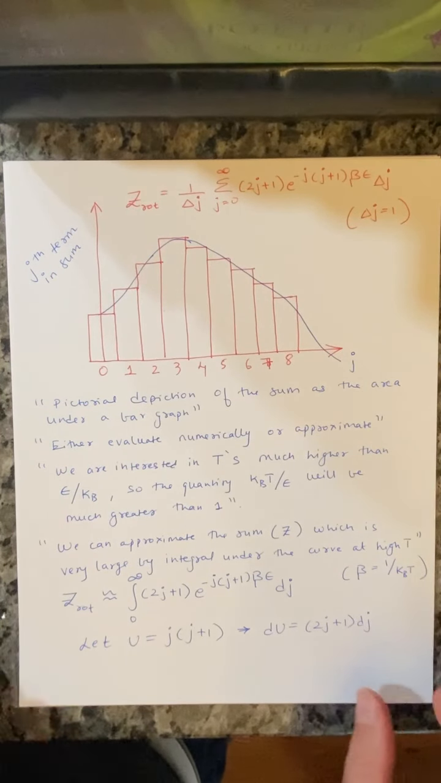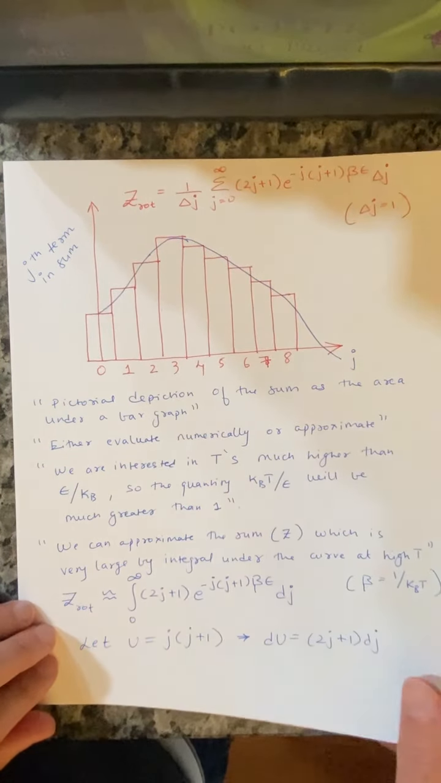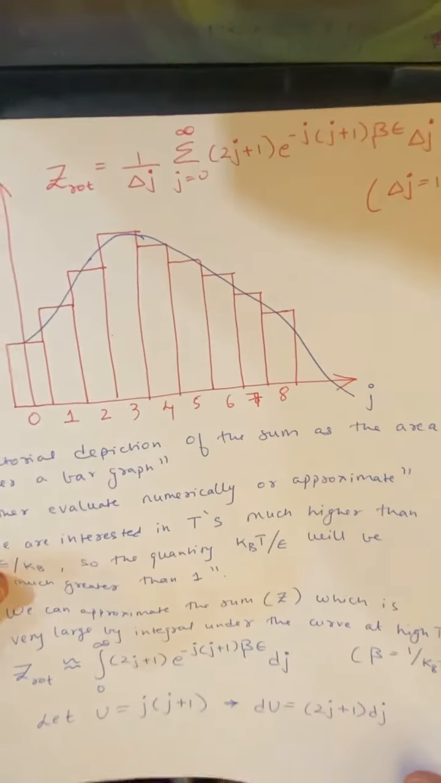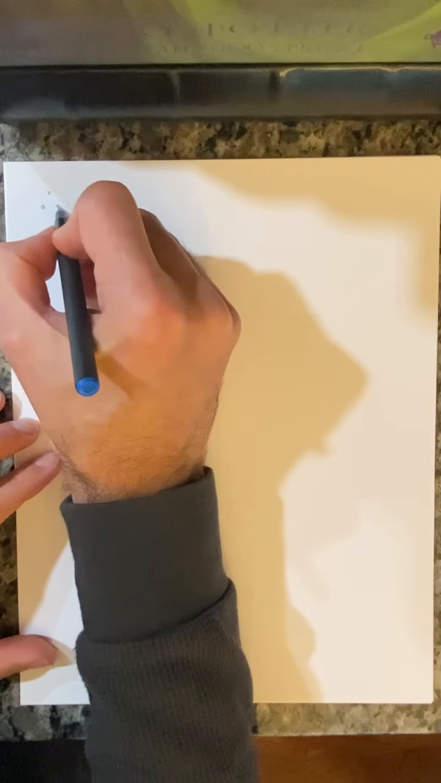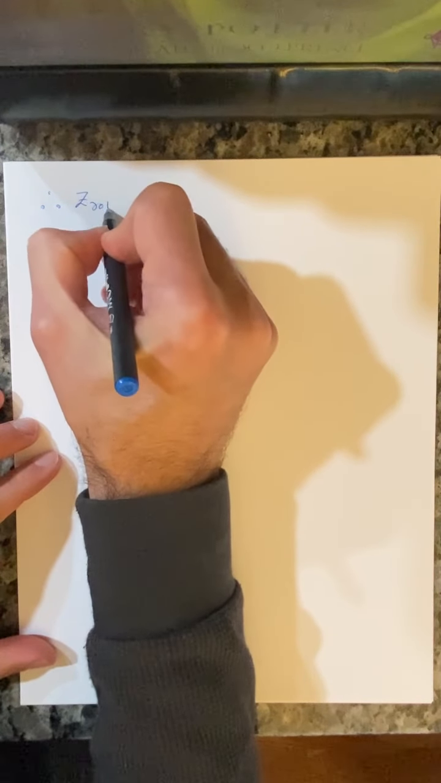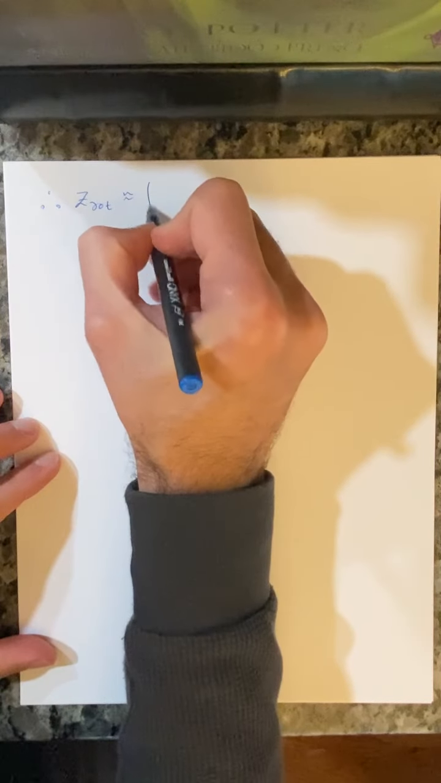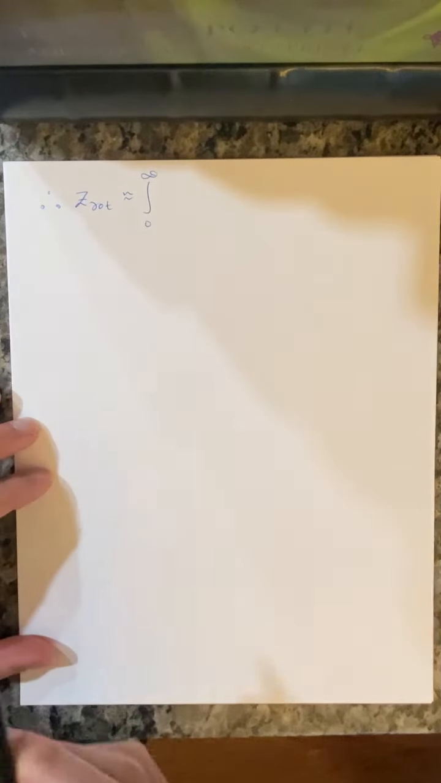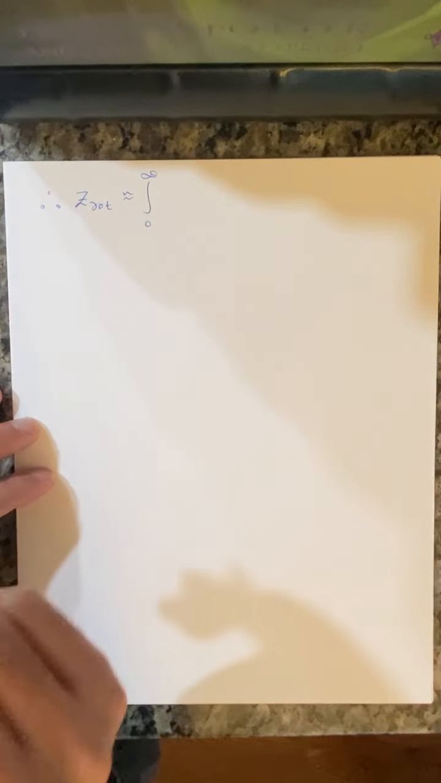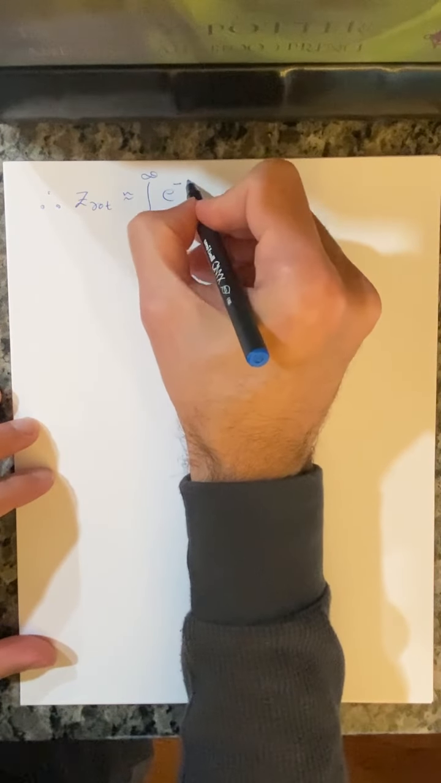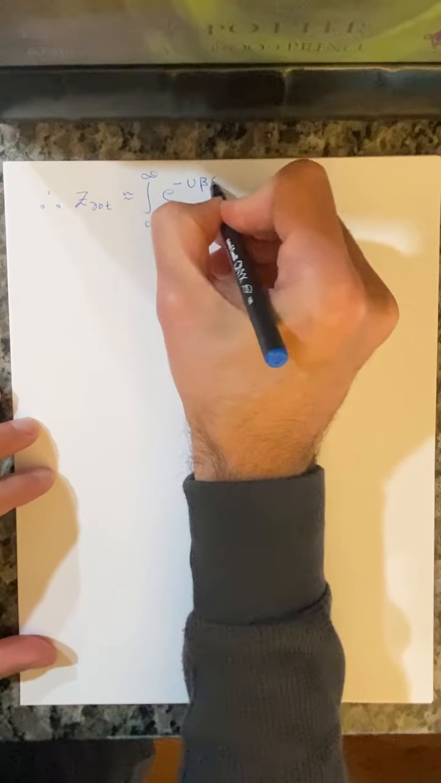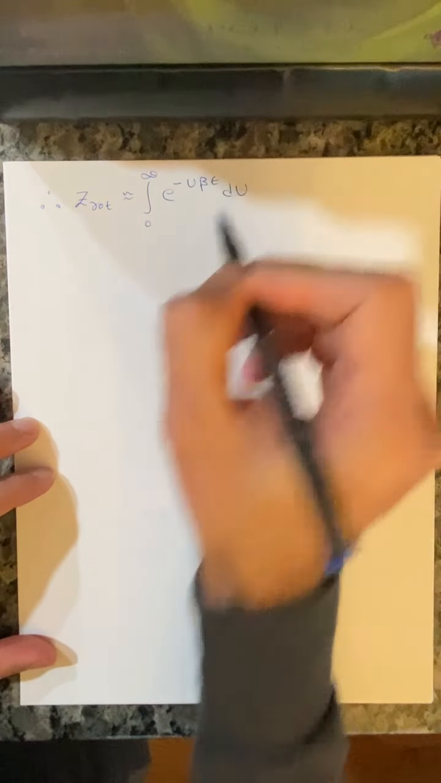Once you have that, let's carry out the integral. I'm assuming you all have taken such integrals fairly easily in the physics curriculum, and you'll be fine here. So now Z rotational is going to be equal to the integral from 0 to infinity, summing over all the states, right? In this case, the integral is converted from a sum to an integral over all the states, e raised to minus u beta e times du.